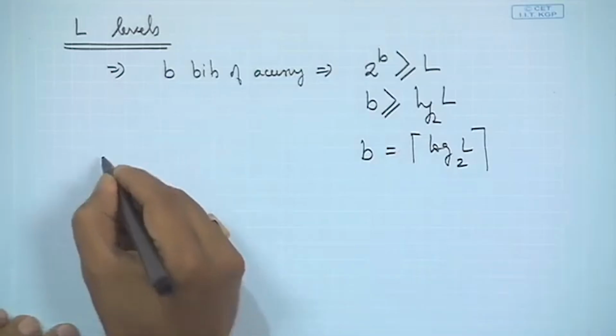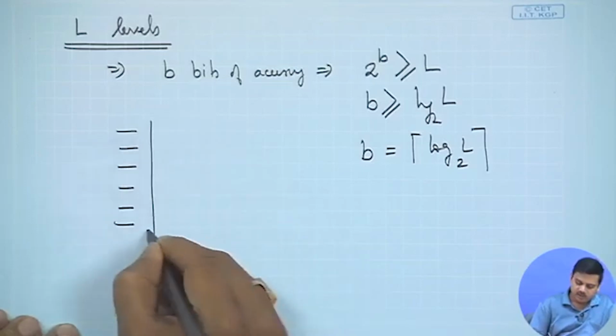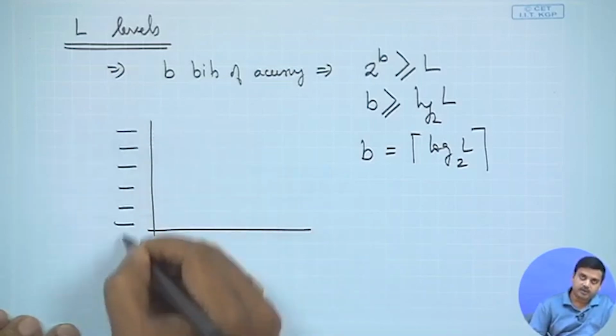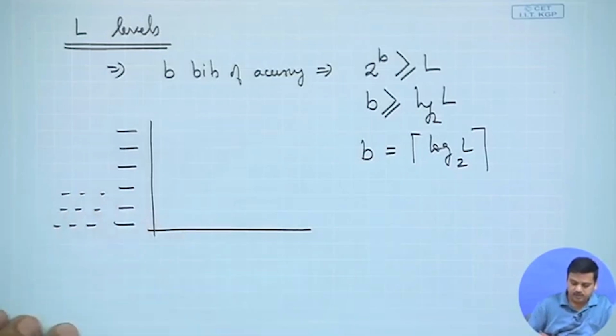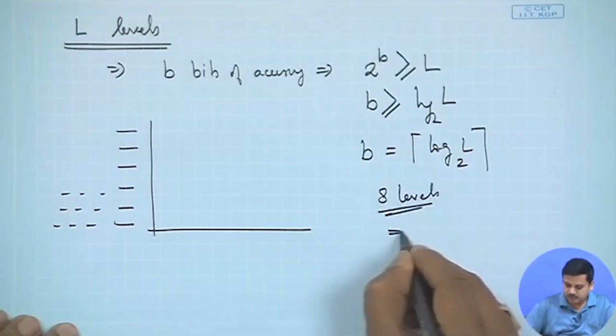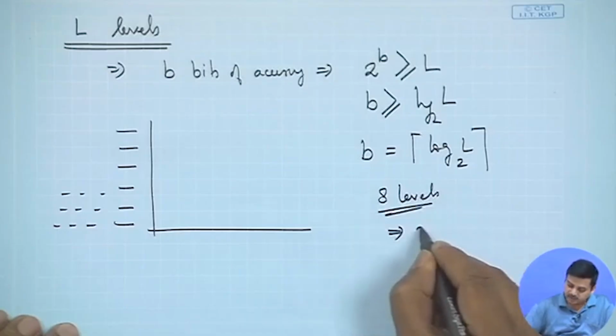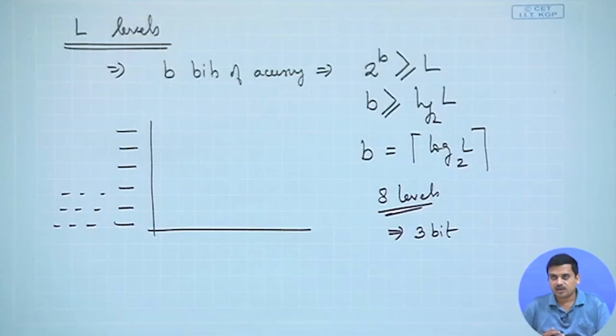That means each level in our quantization is going to get a unique sequence. So, if there are 8 levels, we are going to get 3 bits for representing each level. These 3 bits are generally fed into the source encoder, which we have already studied.